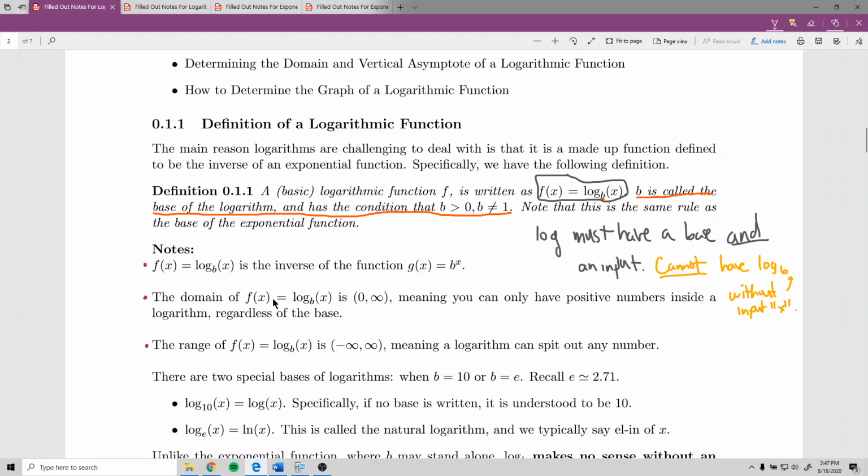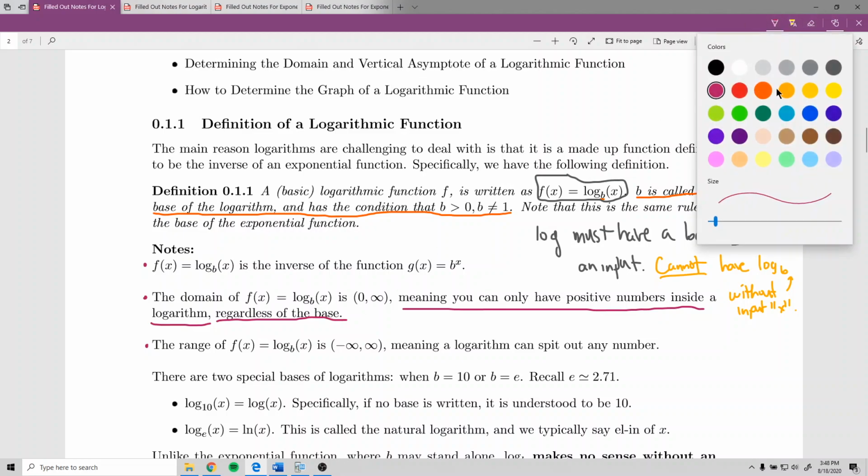So the domain of the log function is 0 to infinity. What this means is you can only have positive numbers inside a logarithm regardless of the base. So it doesn't matter if the base is 1/2 or 5 or anything that's valid. You must have a positive number inside.